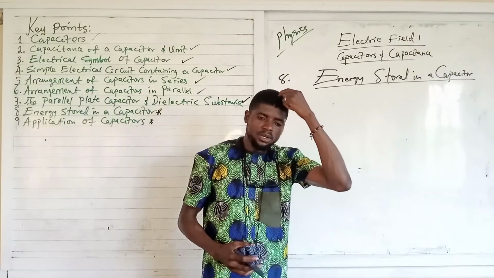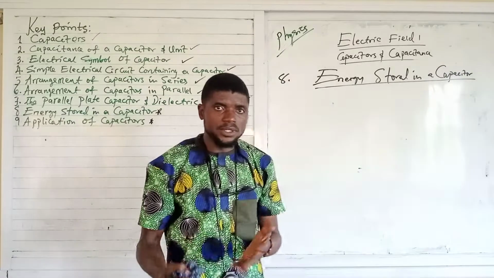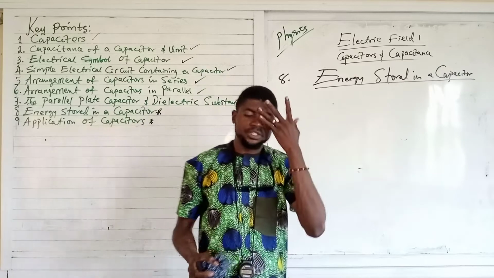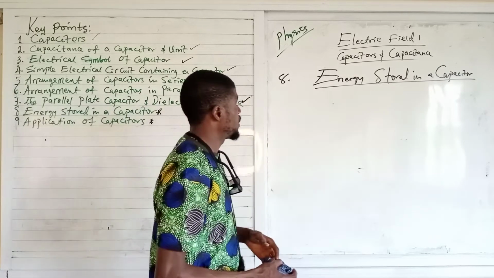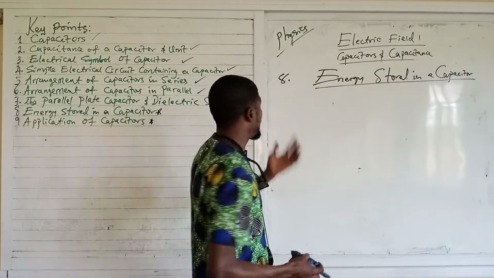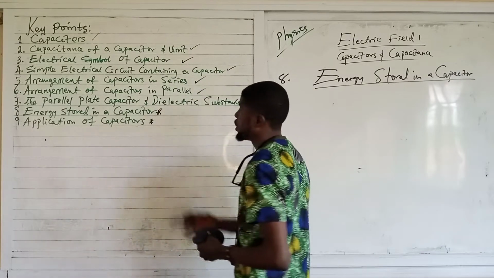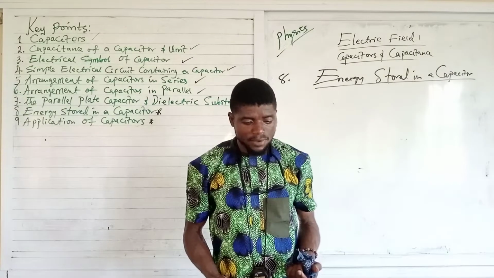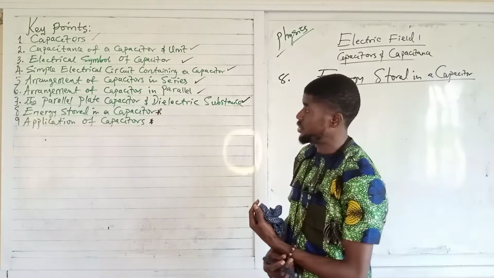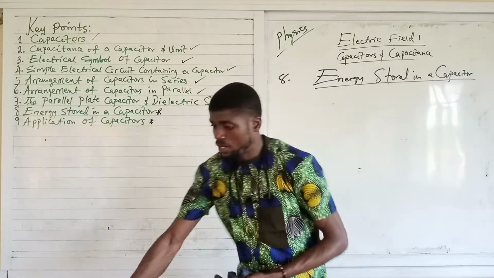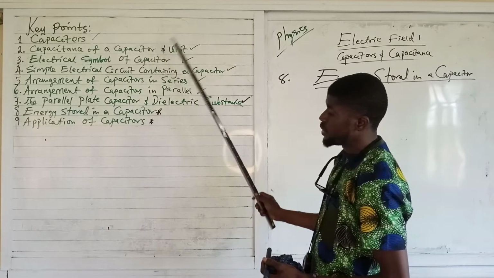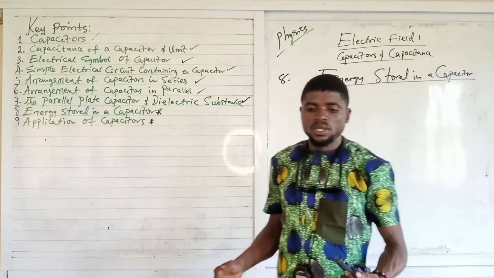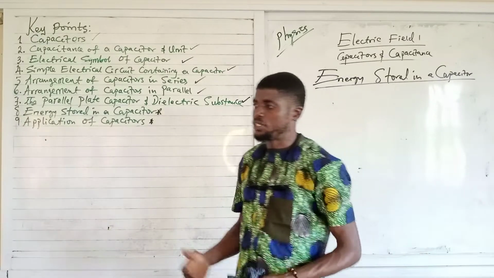In the first video, we talked about electric field, Coulomb's law, electric field intensity, and electric potential. And then in the second video, we talked about capacitors and capacitance. We looked at what a capacitor is. We said that a capacitor is simply an electrical device that stores electric charges. We said that the capacitance of a capacitor is simply the measure of the ability of a capacitor to store electric charges.